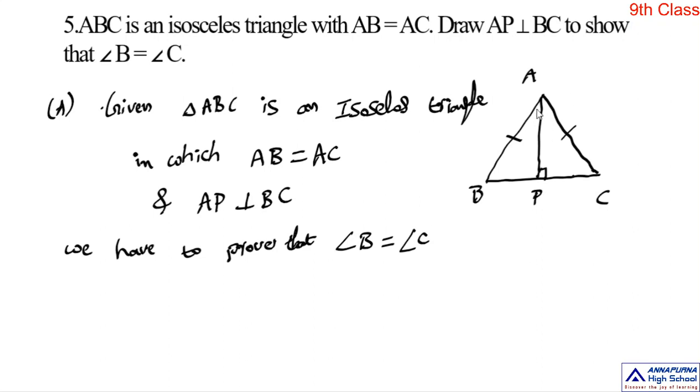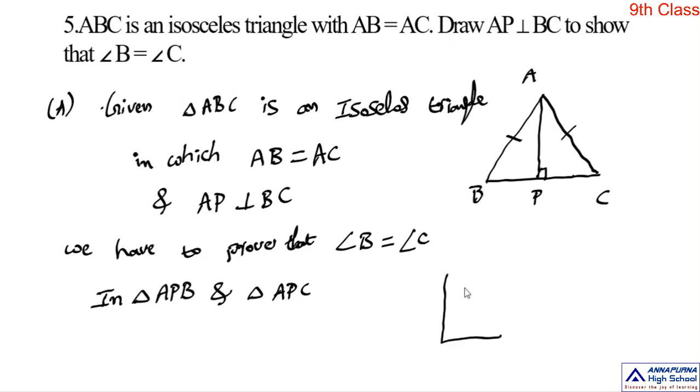Observe the figure. In triangle APB and triangle APC, the altitude AP divides the triangle ABC into two triangles. The first one is triangle APB and the second one is APC. These are two right angle triangles.